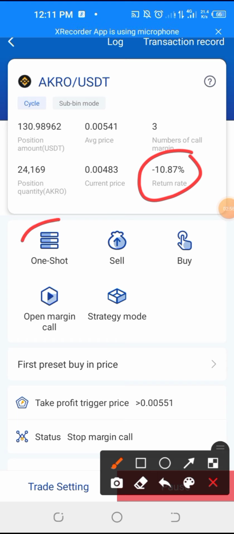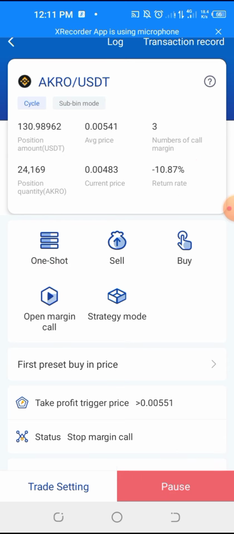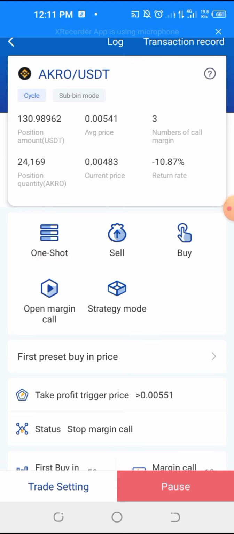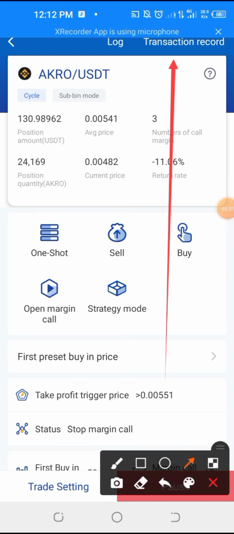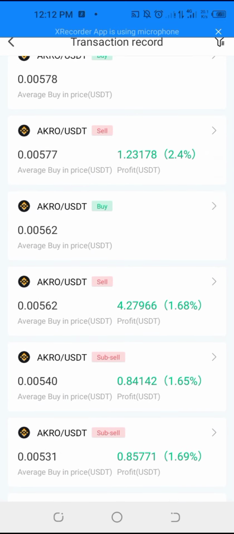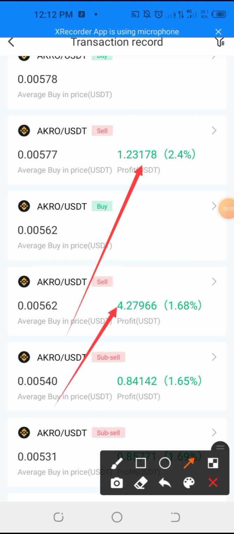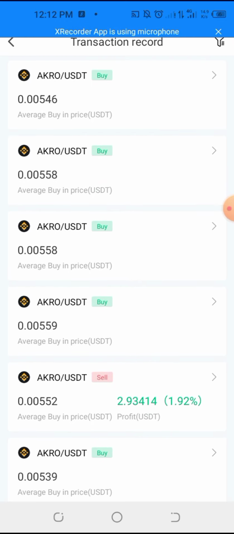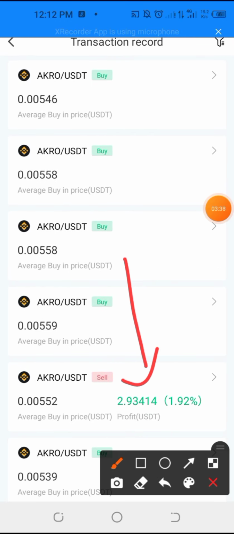I started this when I was using one short straight strategy to do this coin, but when I saw that the coin has gone down, I now turned it to circle. I changed to a circle trade, so that even when it is down, it is still making money. That's why if I click this transaction record here, you can see that it is still making money. Anywhere you see sell, still making money, making money, making money. Even in the dip, still making money.